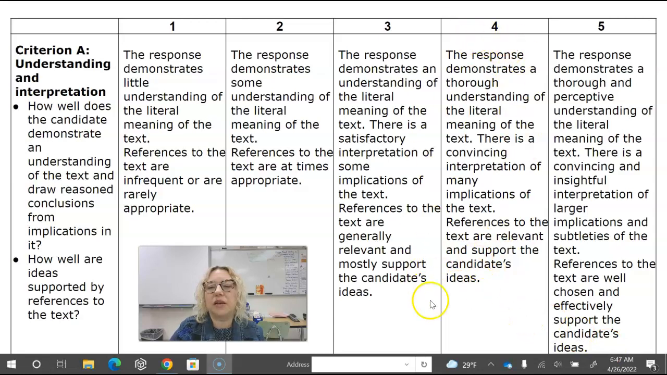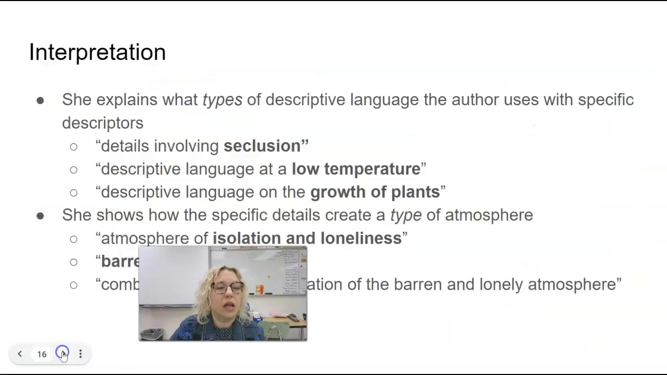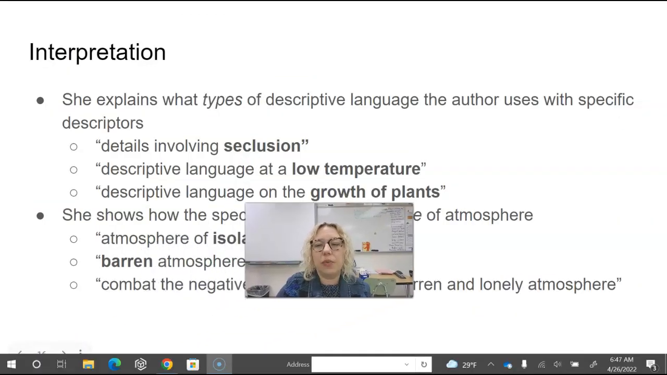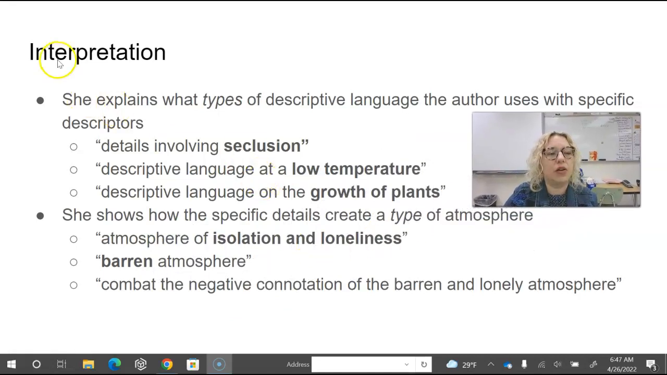A 4: the response demonstrates a thorough understanding of the literal meaning. There is a convincing interpretation of many implications of the text. References are relevant and support the candidate's ideas. So here are a couple of things I wanted to comment on about her interpretation. She explains what types of descriptive language the author uses with specific descriptors. She says details involving seclusion, descriptive language at a low temperature, descriptive language on the growth of plants.